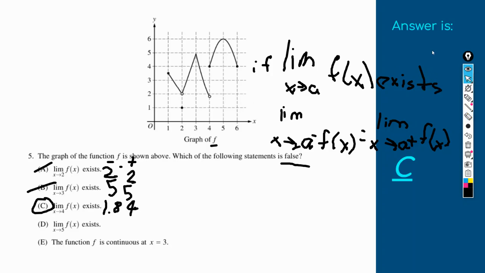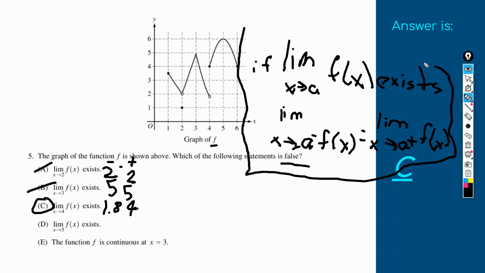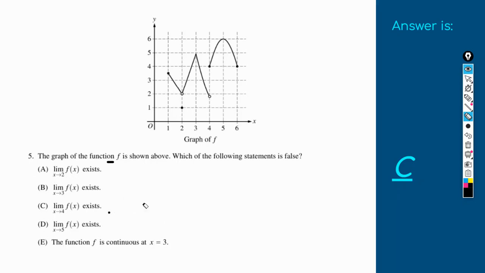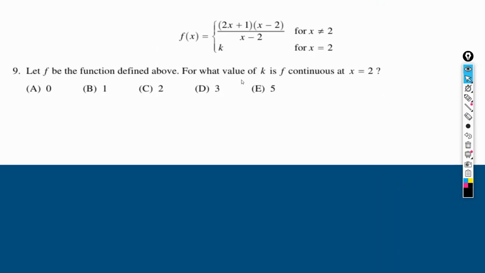Now, important thing to note, this is the key concept you should be taking away from this, right over here. If the limit of x to a of f of x exists, the limit as x to a from the negative direction must equal the limit of x to a from the positive direction. That is the key concept that you must understand from this, is that it will be tested on a lot, whether it's just your regular limits and continuity test, or even questions like these on the AP Calc exam.